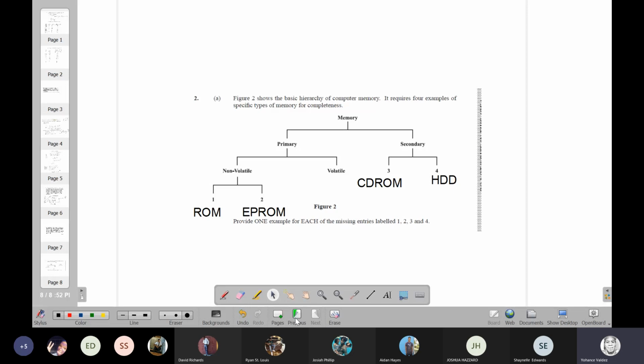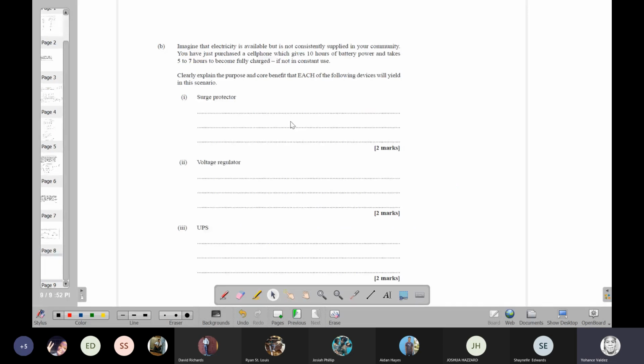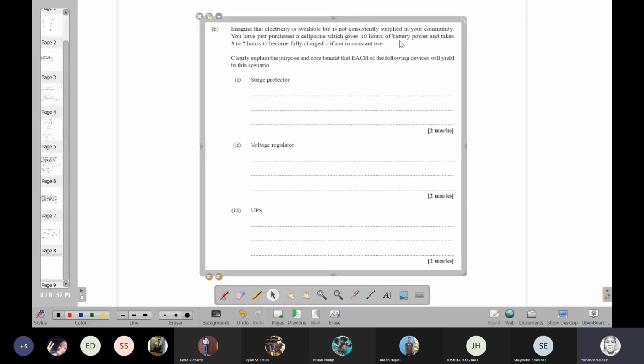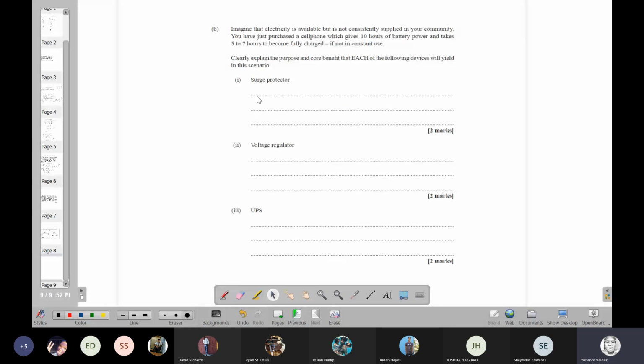Next up, we have another question that I would describe as a general knowledge question in terms of it being asked in a computer science examination. You don't even have to be a computer science student to answer this question. Imagine that electricity is available but not consistently supplied in your community. You purchased a cell phone which gives 10 hours of battery power that takes 5 to 7 hours to become fully charged. We have surge protector, voltage regulator, UPS. We know the difference between these, right?